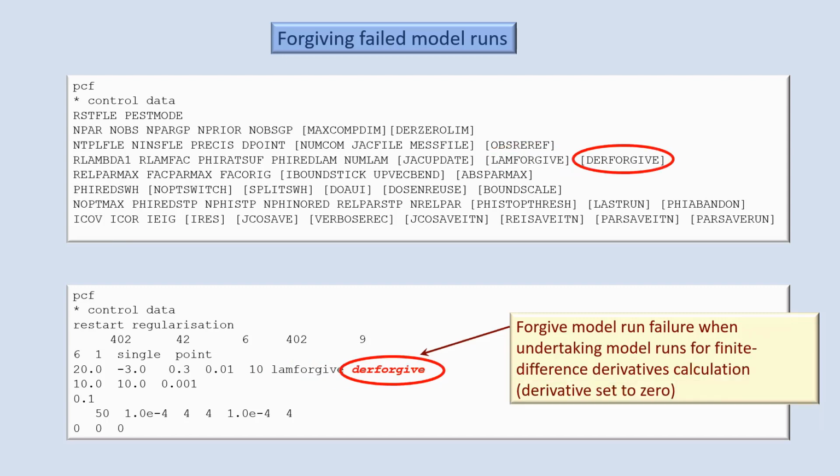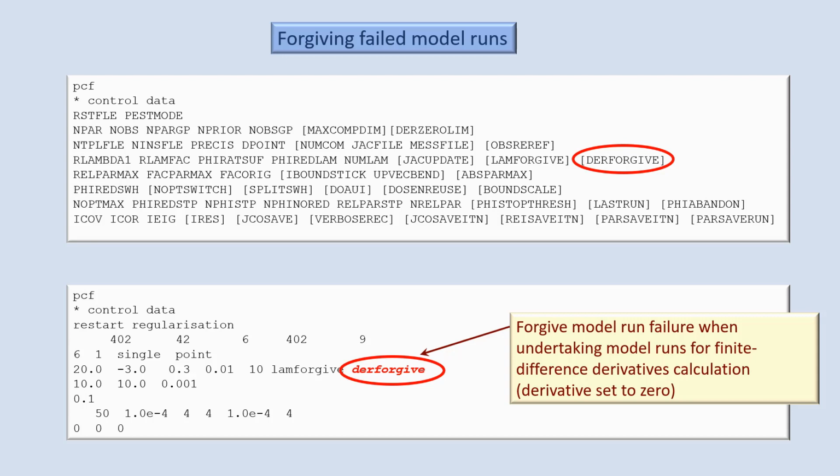A related control variable is dirForgive. This has the same action as lambForgive, but is applied when parameters are being varied incrementally for the purpose of Jacobian matrix calculation. Now, if model run failure occurs under these circumstances, then probably we have a problem. If an incremental variation of one parameter causes the model to fail, then it's highly likely that an incremental variation of another parameter will do the same thing.